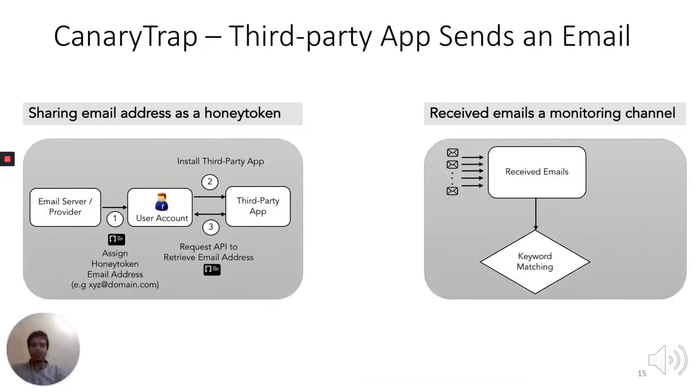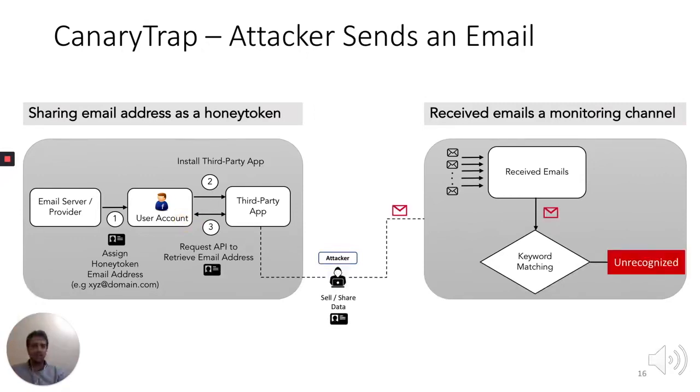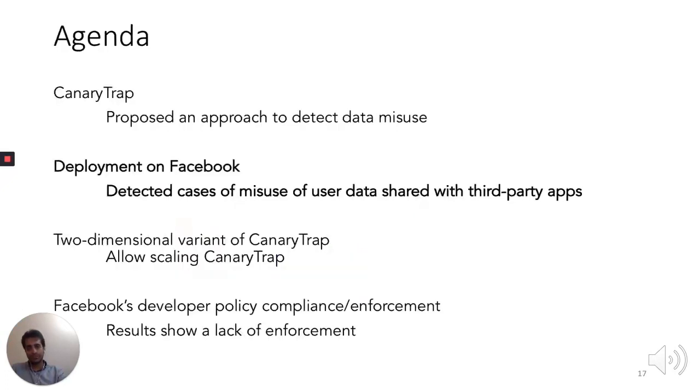Let's go through an example of detecting a recognized and an unrecognized email by plugging both these components together. Let's say a third-party app sends itself an email to the email account of the shared honey token. When we pass it through the keyword matching process, it is recognized. Now, let's say a third-party app sells our data or shares it with another entity. If that entity, which could be an attacker, sends us an email, it will be unrecognized. Now, we analyze the content of these unrecognized emails. If the content is not related to the app, then we conclude that the user data shared with the third-party app has been potentially misused.